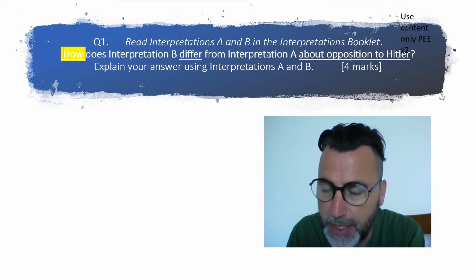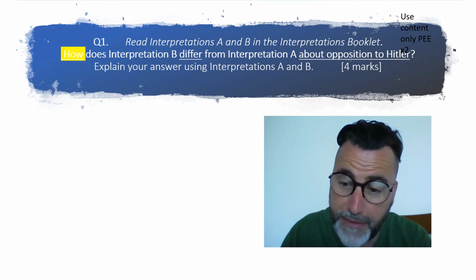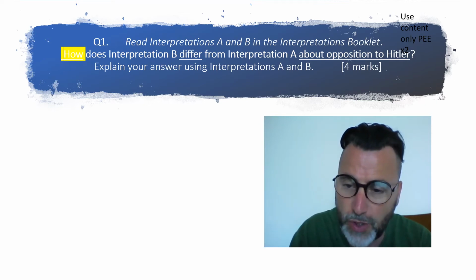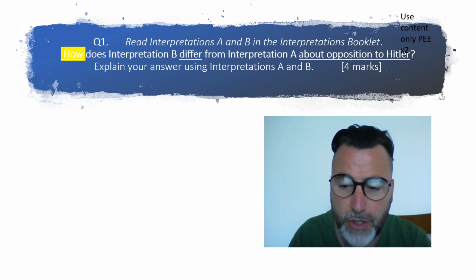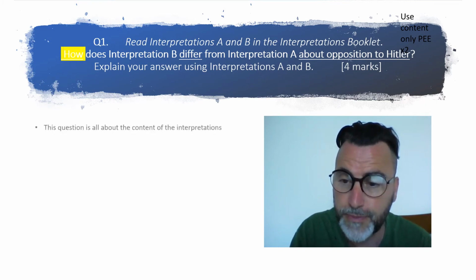This is just about the content bits of those interpretations. Use the content only and P twice: 2-point evidence explain combination of sentences. Really important. That's all you do. It's only worth 4 marks. Don't write too much. If you write too much, you're wasting time. They can only give you 4 marks.